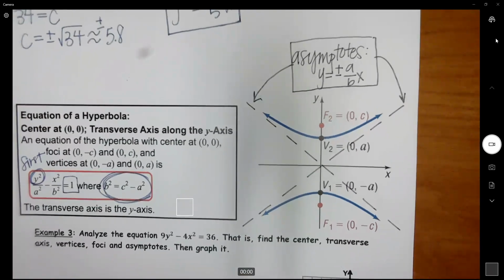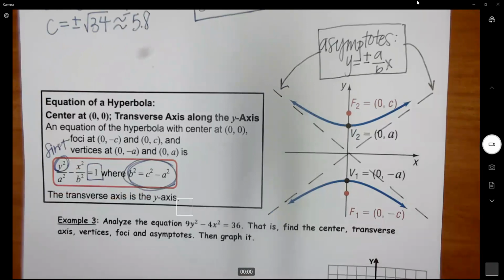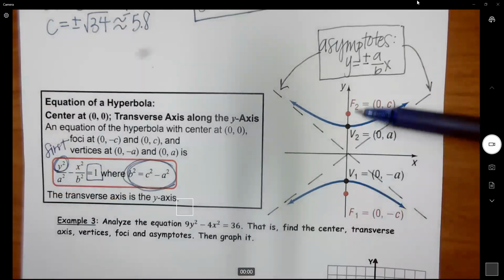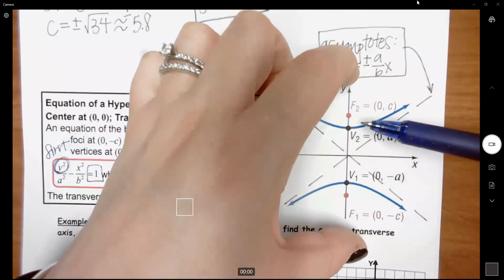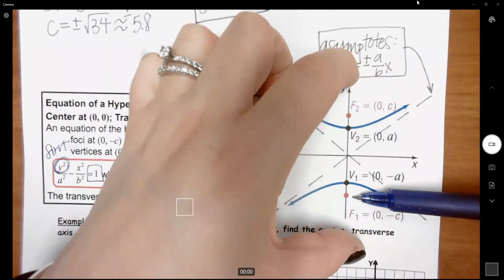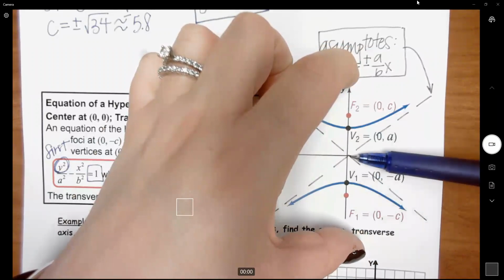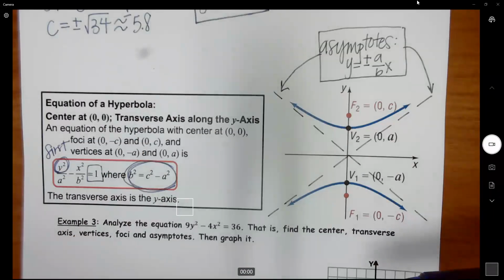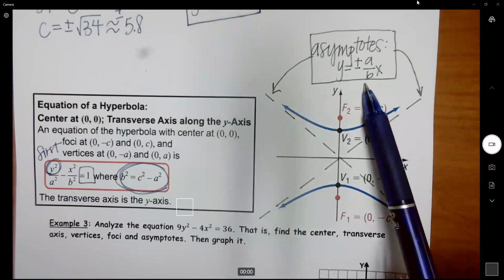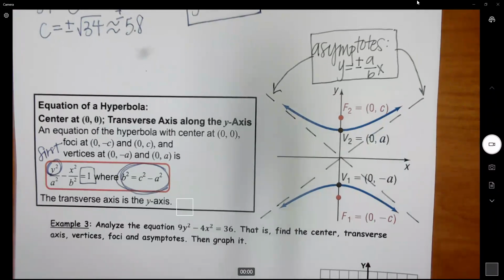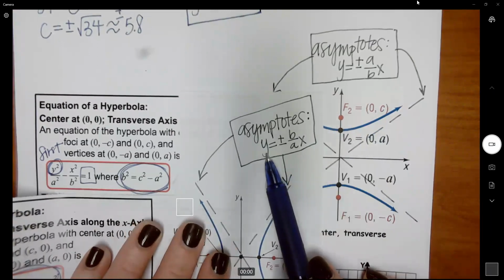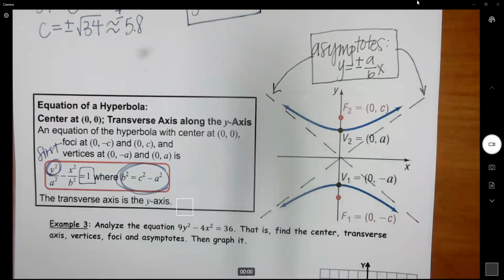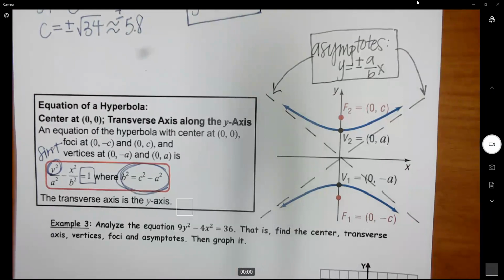When I come over here to look at my example, now that the transverse axis is along my y-axis, on this y-axis is where you will have your two foci, your two vertices, and then the center. My asymptote formula does change. When it is along the x, it is b over a, and now it is a over b. Then everything else is the same.